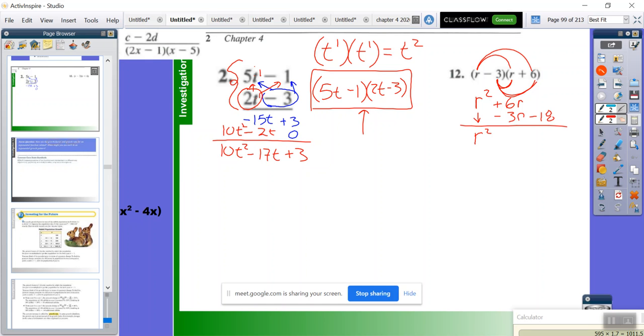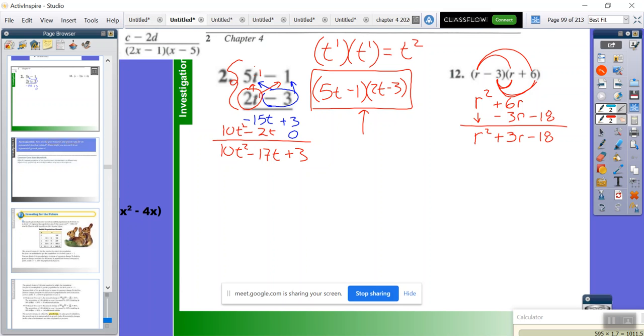What is 6r minus 3r? 3r. That's a positive, so I have to write plus. And we just have the plain 18. And that's it.